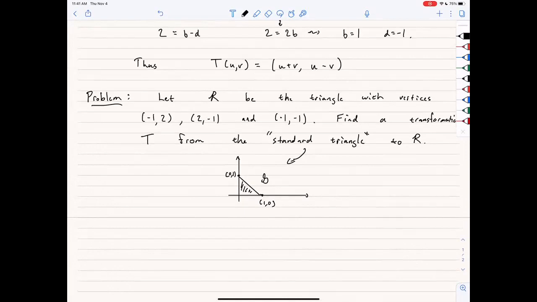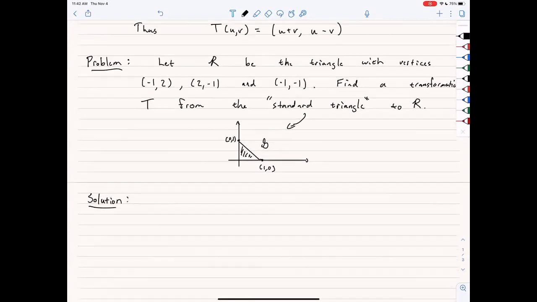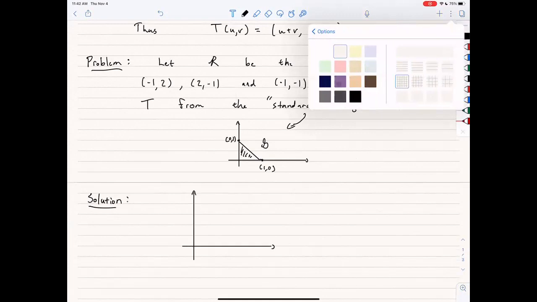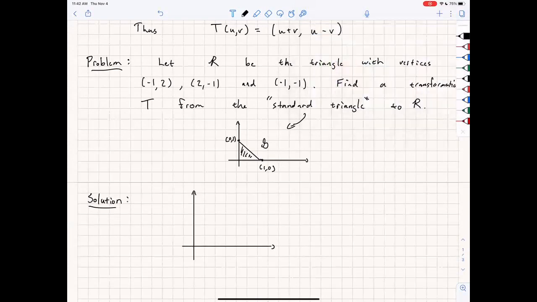This one's maybe too easy actually, but okay, we'll do it anyway. So let's draw this triangle R. It may help to have a little graph paper here. All right, so I've got coordinates. One is -1, 2. That's here. 2, -1. That's here. And -1, -1 is here. So now I can connect those. Nice. This is going to give me my triangle R. So I want to map this triangle to this triangle.